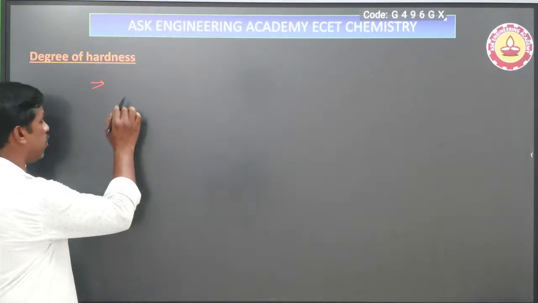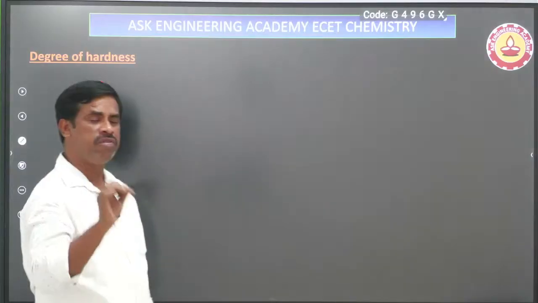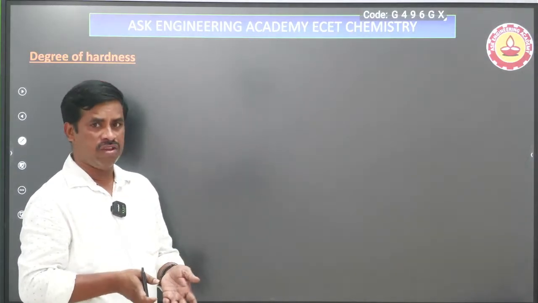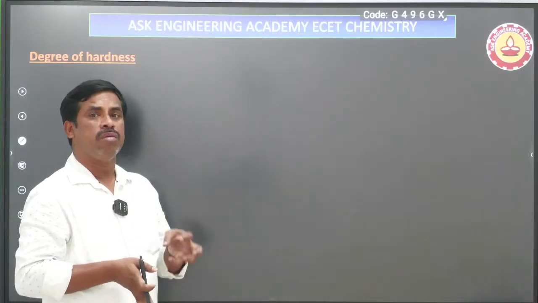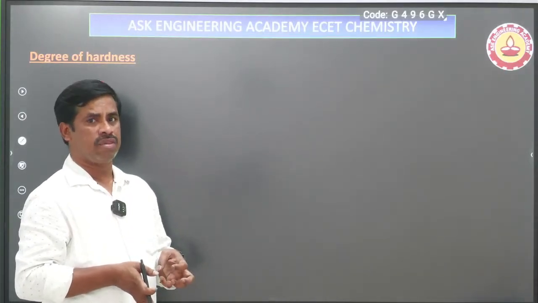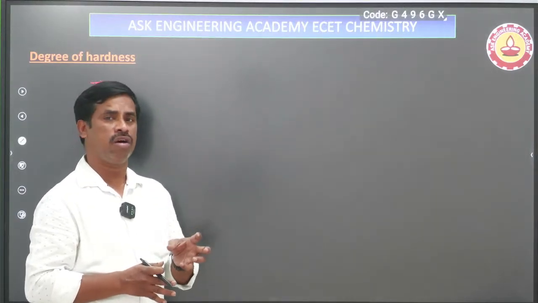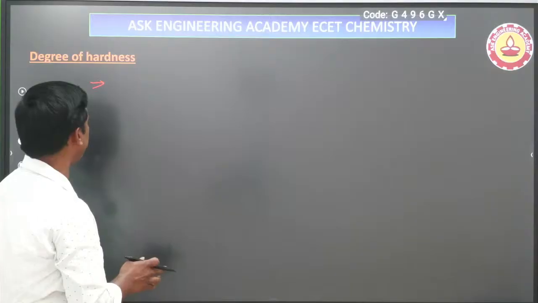Degree of hardness means what more? The property of hard water which prevents the formation of lather due to the presence of dissolving salts. That hardness can be expressed in terms of calcium carbonate equivalence.